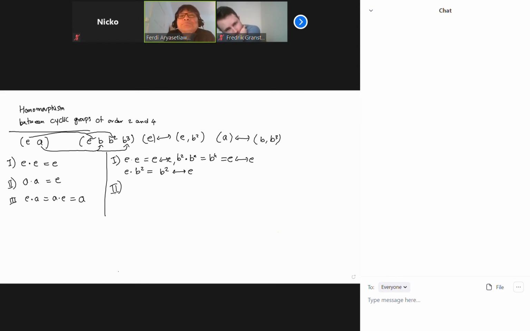association. And now we can move to a type 2 operation, where both elements are associated to A. So here we could do B times B, which gives us B2, which is associated to E. And that's what we have here. And similarly, we could do it for B3 times B3, which should give us B2 again. That is associated to E.